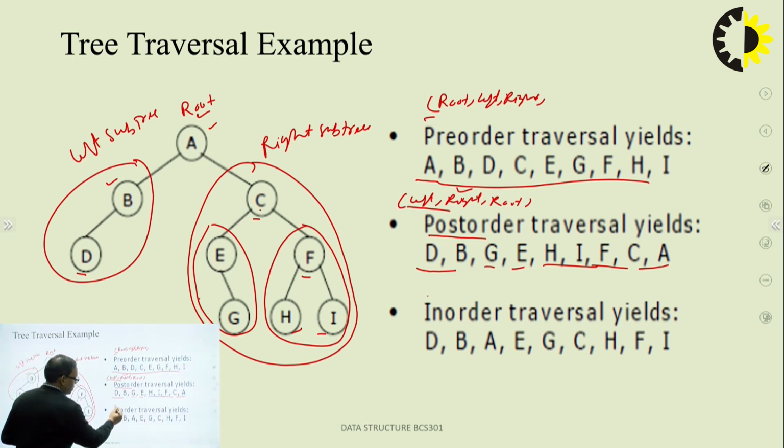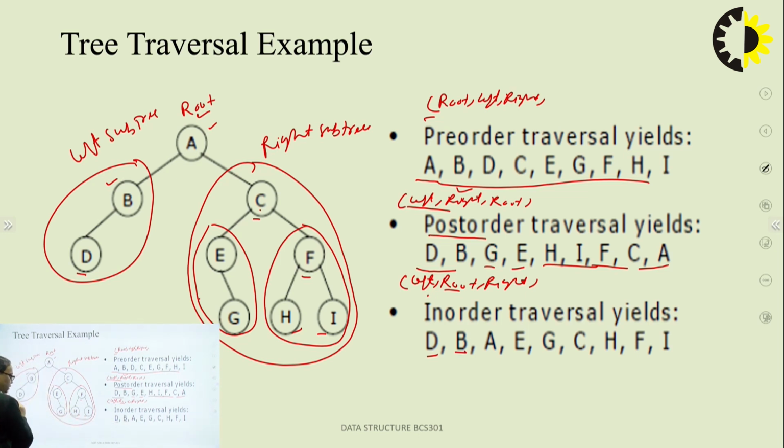Now next come to the in order. To traverse a tree using in order, we have to follow the rule left, root and right. In this case, this is the left subtree. Again we will visit this left subtree using this rule. So left will be D. After that we will come to the root. The root is B and there is no right child of B. So we will come to root A. So the left subtree is visited completely. After that we will visit the root.